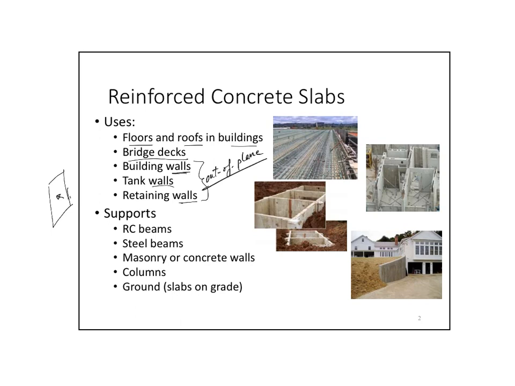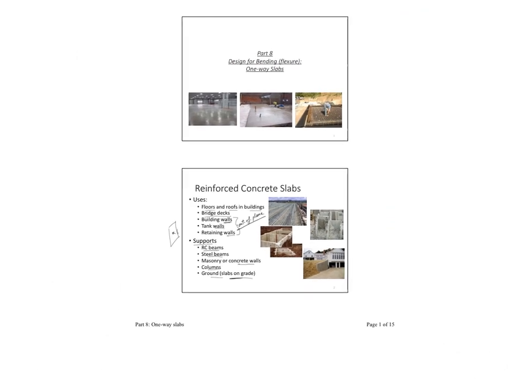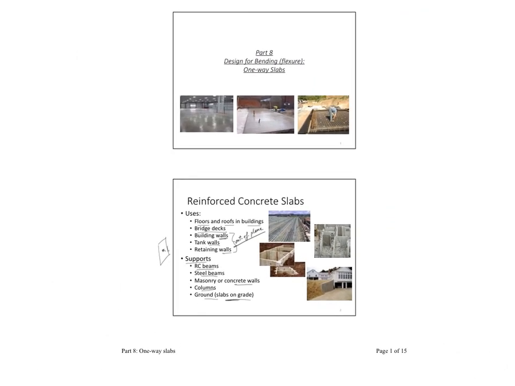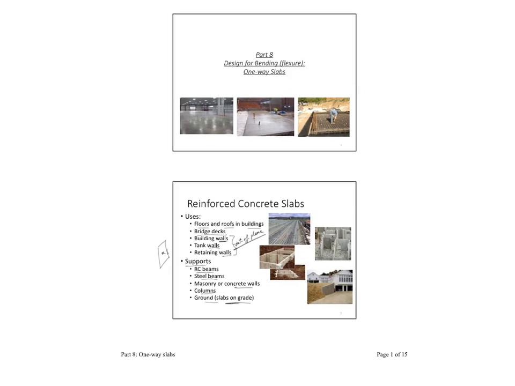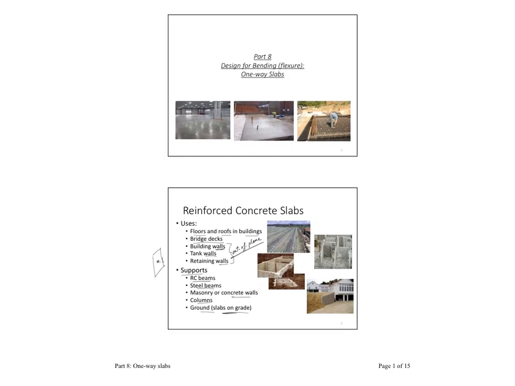The supports of the slab are RC beams or steel beams, masonry or concrete walls, columns, or ground, as with a slab on grade that is sitting on the ground right away. So now it doesn't really span much, but it takes a lot of the pressure and distributes it to the soil.